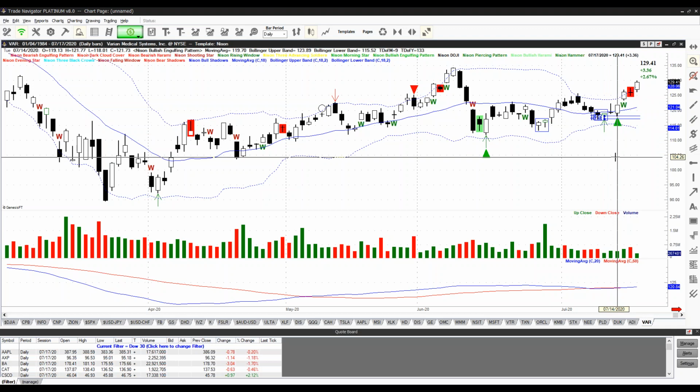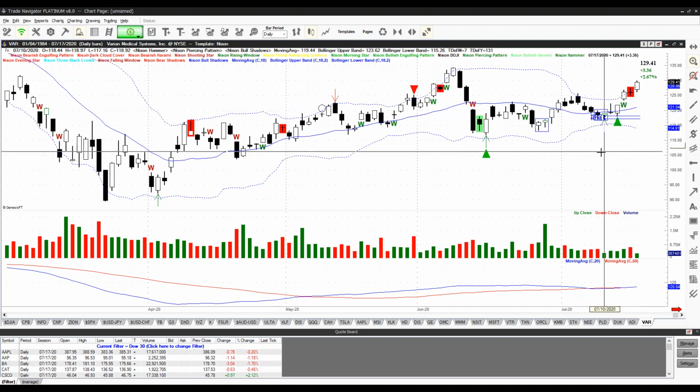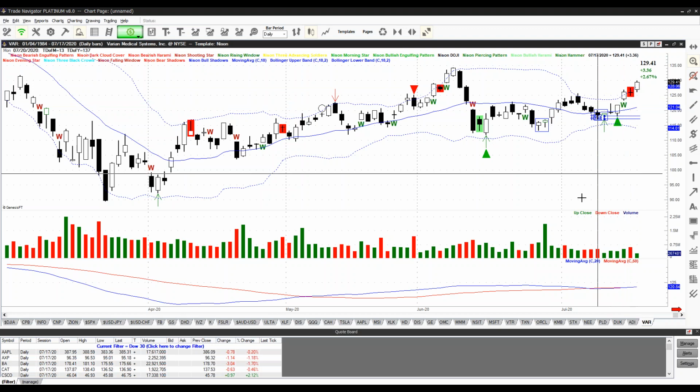Now, to manage the trade, obviously if we enter here and then the next day we get a rising window, we just move our stop up into that window and we lock in profits and we allow it to run.